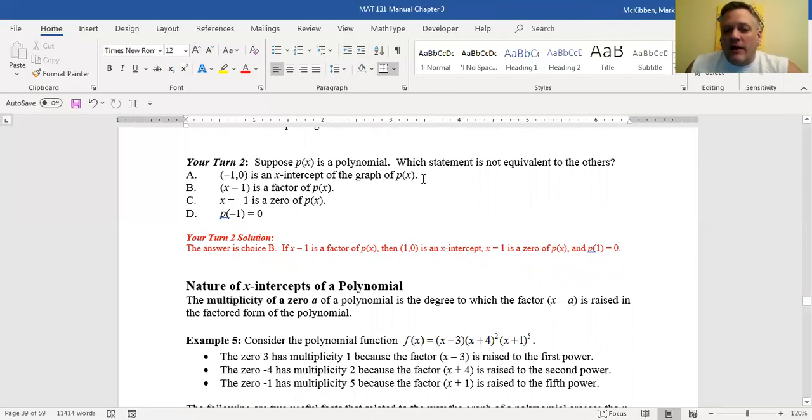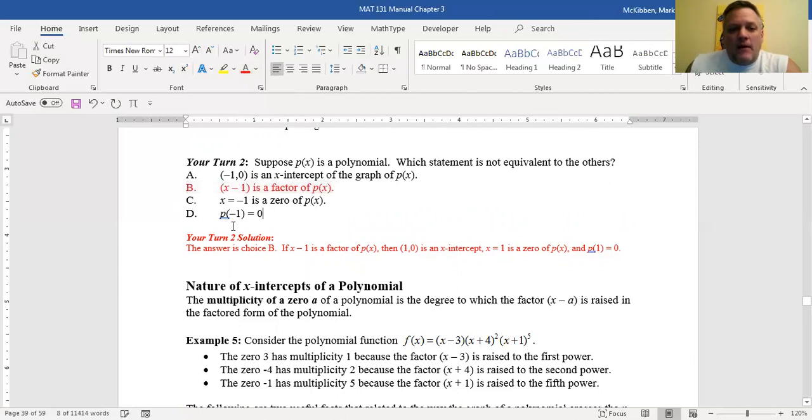The only way that would happen is if you plugged -1 in for x and got 0 as an output. What that means is that p of -1 is 0, right? So a and d are equivalent. Now, let's compare these two. If x equals -1 is a 0 of p of x, it means that if you plug it in for x, you get 0 out. So c means the same thing as d. If you plug in -1 for x, you get a 0 as an output. So it must be b is the outlier here.